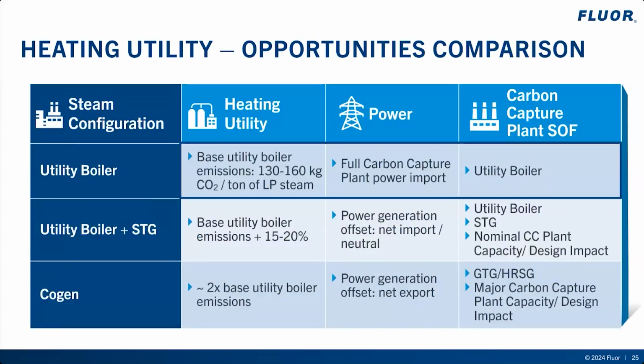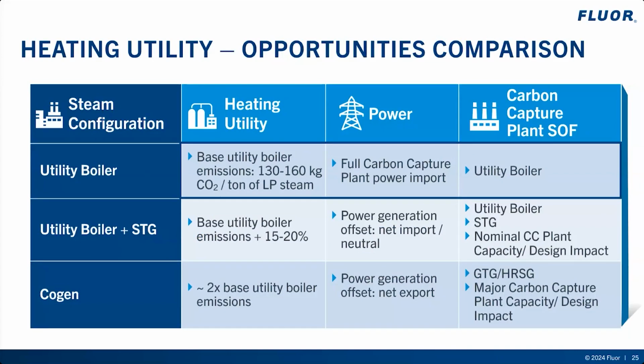In a base case utility boiler design, the utility boiler is only sufficient to meet the reboiler steam requirement of the carbon capture plant, and the emissions associated with utility steam production are on the order of 130 to 160 kilograms of CO2 per ton of steam produced and result in the 20% impact on the carbon capture plant capacity highlighted on the previous slide.